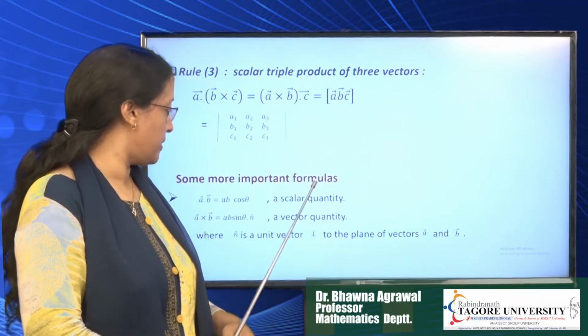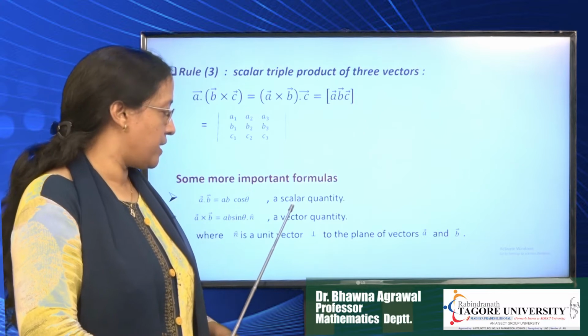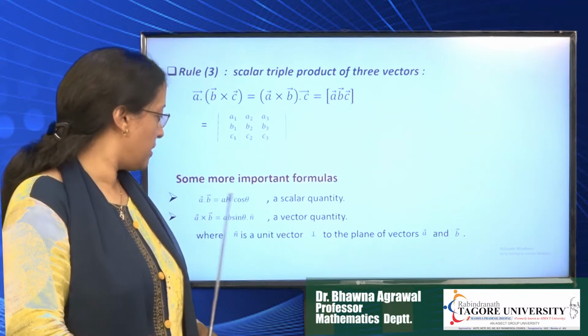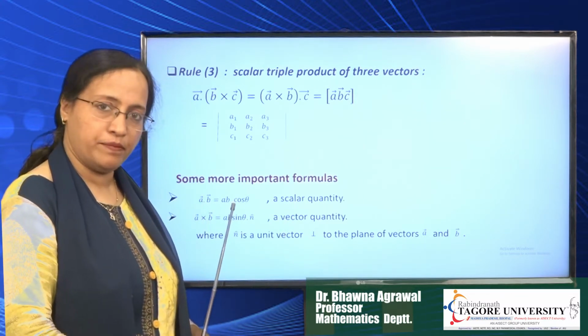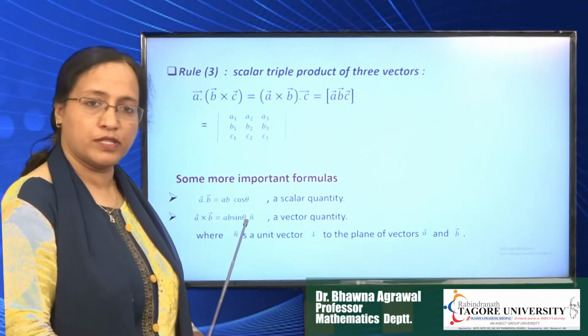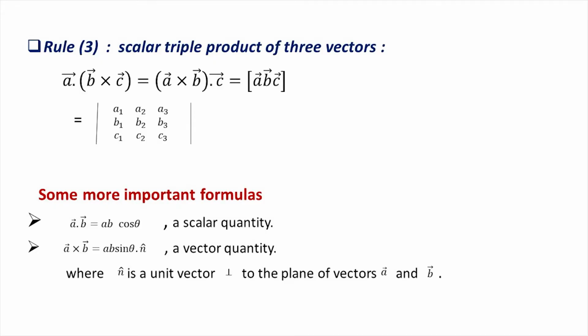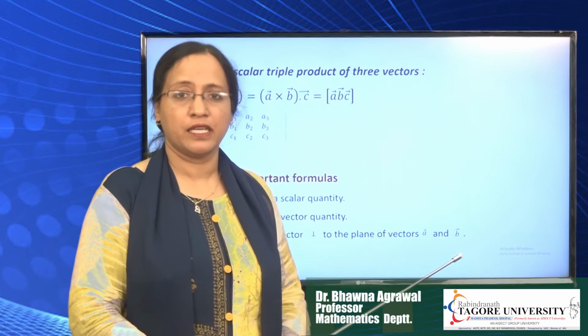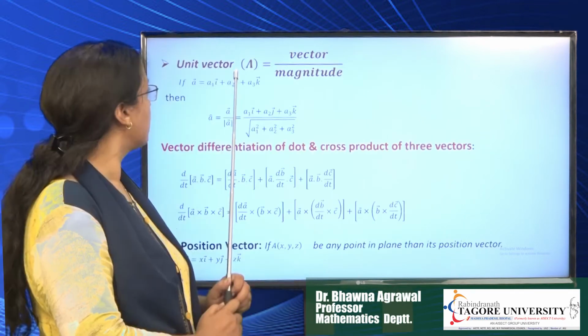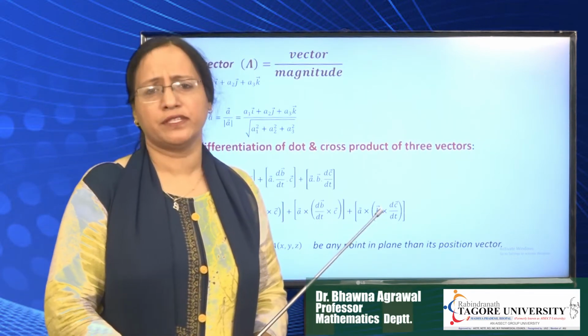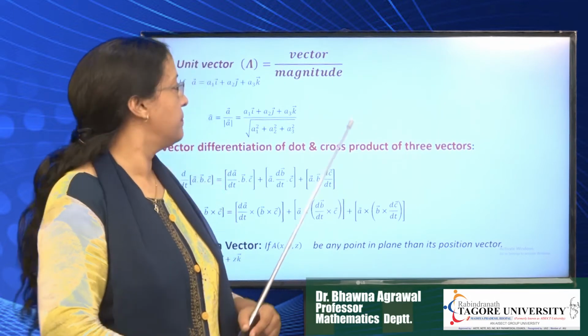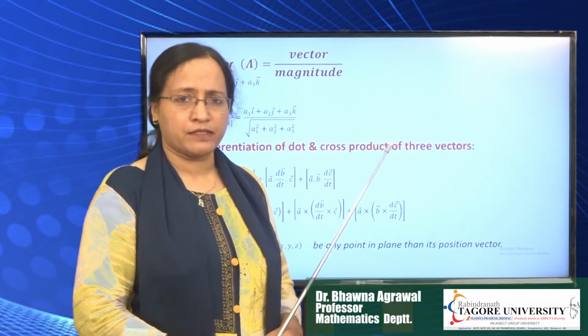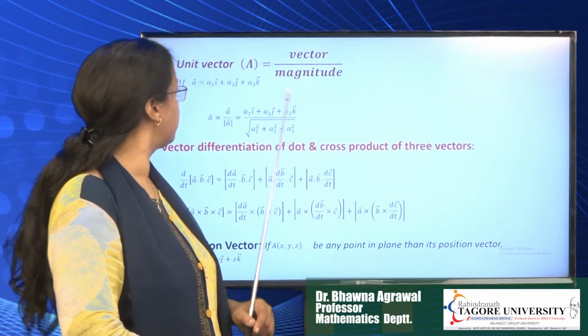Some important formulas for scalar and vector quantities. A dot B is equal to AB cos theta. A cross B is equal to AB sin theta times n cap, where n cap is the unit vector perpendicular to the plane of vectors A and B. The symbol for a unit vector is a cap. A unit vector is a vector divided by its magnitude.